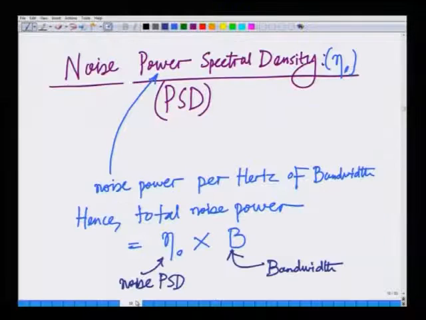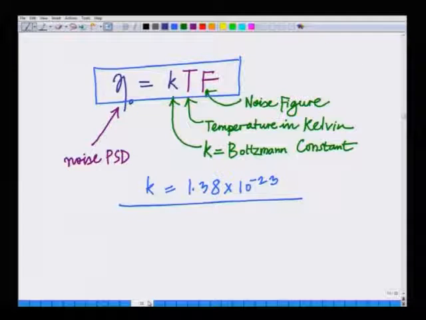Next, we moved on to computing the receiver noise power, which is essentially given by the product of the noise power spectral density eta naught times the bandwidth B, and we said the noise power spectral density eta naught can be computed as K times T times F, where K is the Boltzmann constant, T is the temperature, and F is the noise figure.